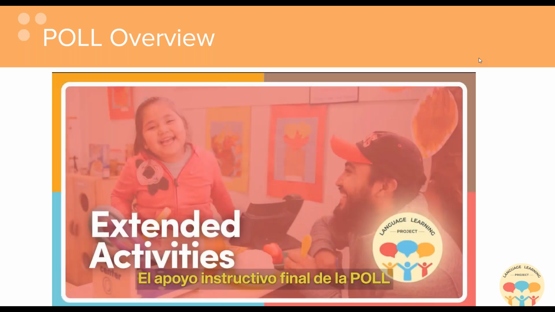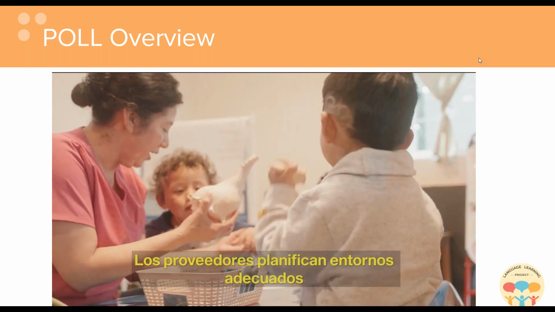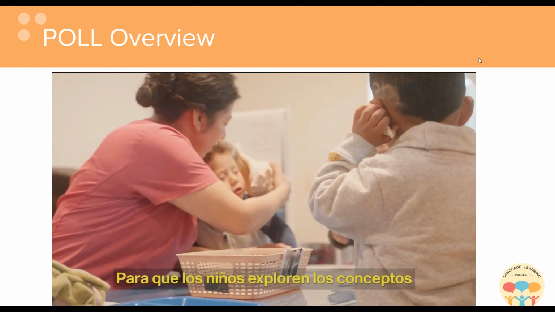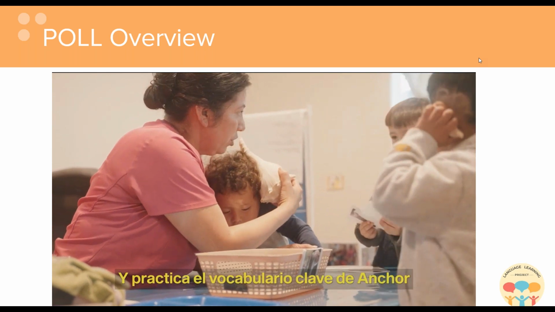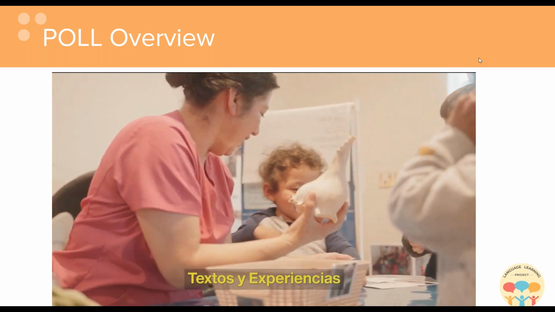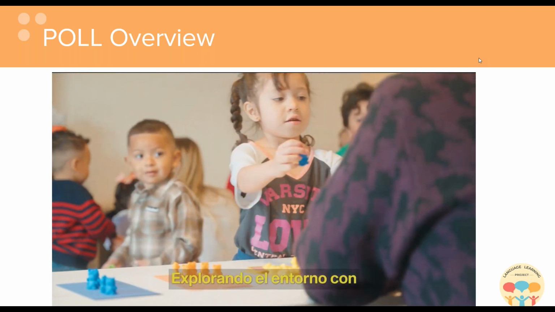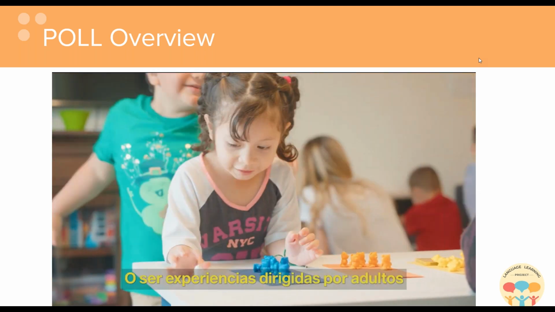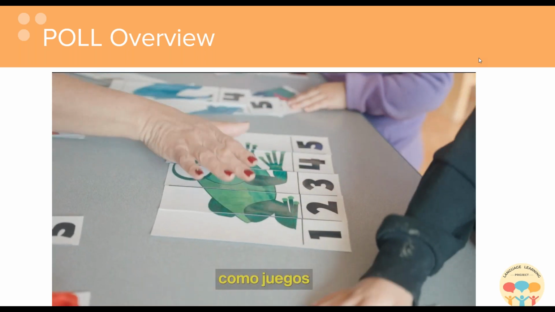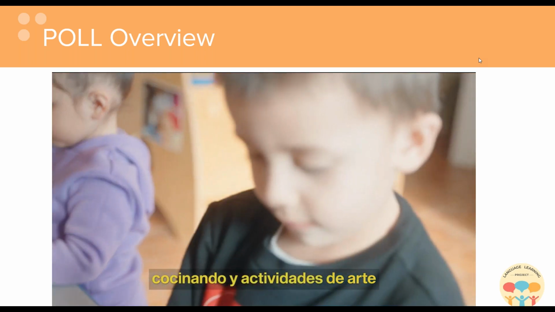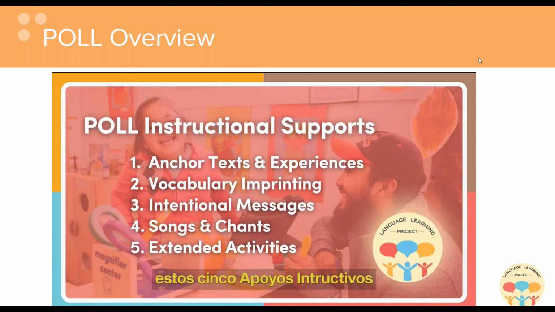The final POL instructional support is extended activities. Providers plan appropriate environments and carefully select materials for children to explore the concepts and practice the key vocabulary from anchor texts and experiences. These extended activities can involve children independently exploring the environment with adult support, or be adult-led experiences such as games, cooking, and special art activities. These 5 instructional supports promote dual language learners' oral language abilities, conceptual knowledge, and social emotional development.